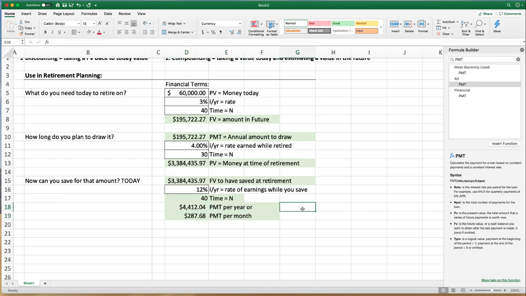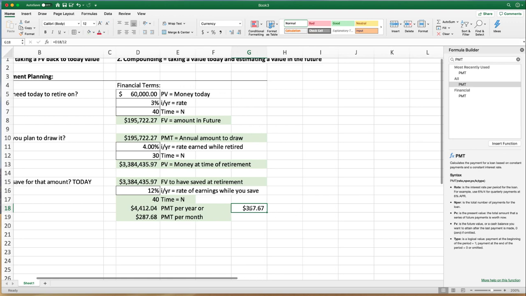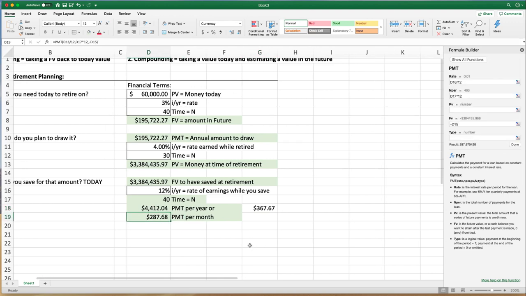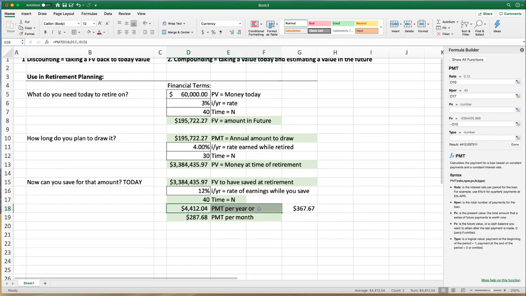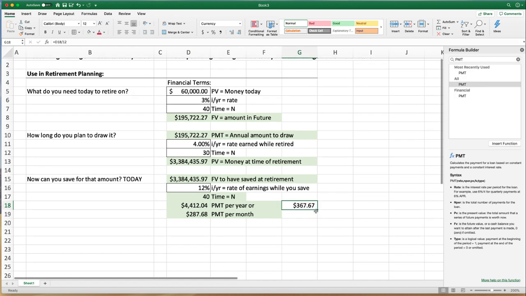Now you may say, hold on a minute, let me go ahead and do the math for you here on our sheet. That divided by 12 is actually $367. Why do I only need to save $287? Because this puts your money in once per year. You put in $4,412 once per year, and that will help get you to that $3.3 million. If you divide that by 12, it's quite a bit more money.